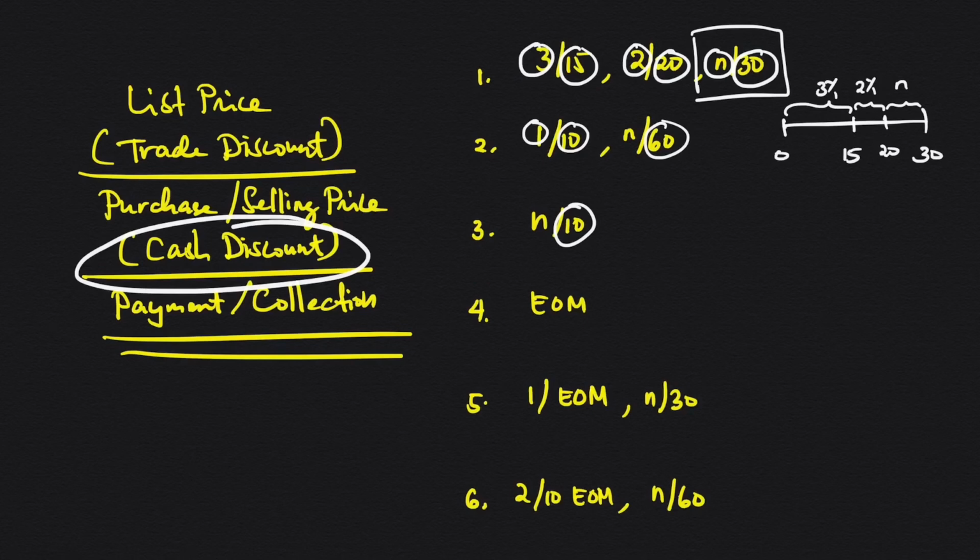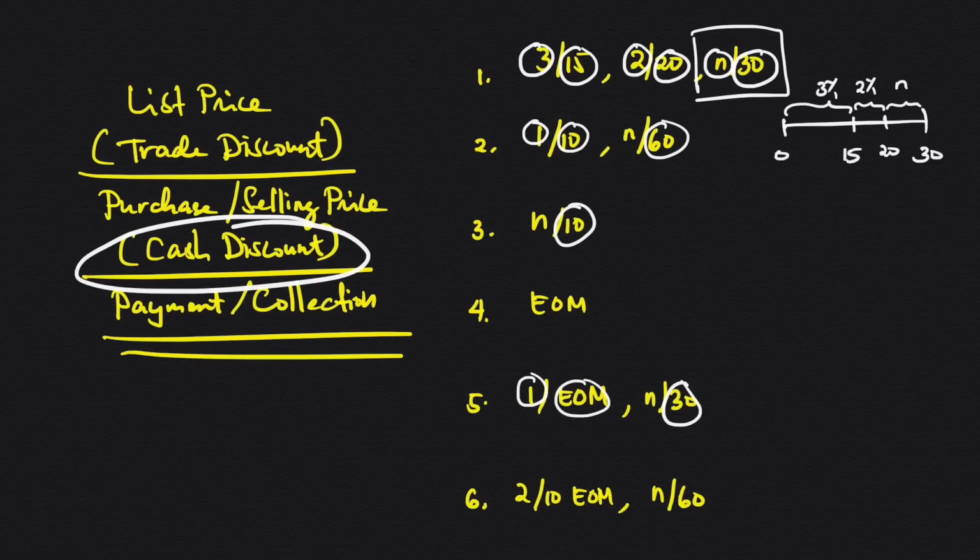Number 5, 1/EOM, n/30. For the n/30 part, you are given 30 days to settle the obligation, and for 1/EOM, if you pay the obligation before or at the end of the month, you get 1% discount.